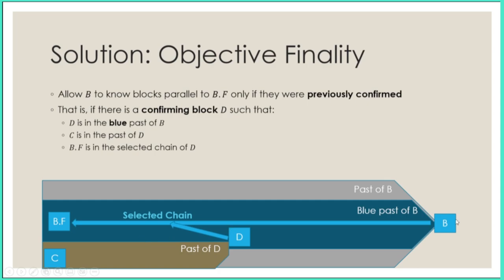B and D must both agree that this block BF is in both of their selected chains. If such a block D exists, then we say, okay, fine. Even though this C is parallel to the finality block, we see that somewhere along the way it was already confirmed, and then it's not a problem. If there is no such block, we are saying B is invalid because it tries to be the first confirming block of a block which is way too deep.